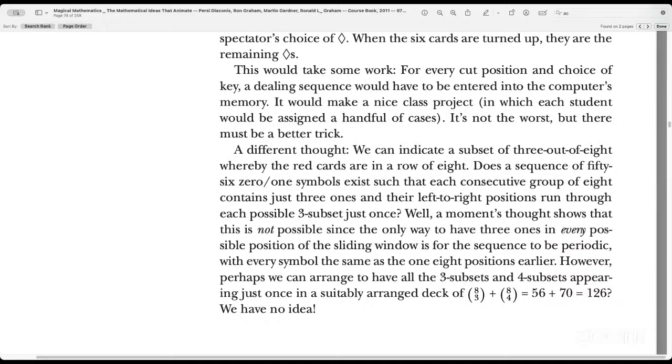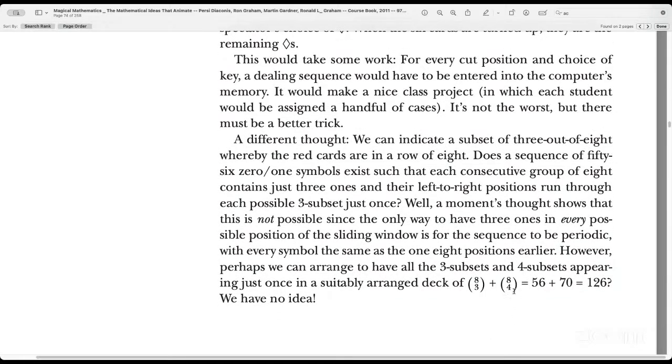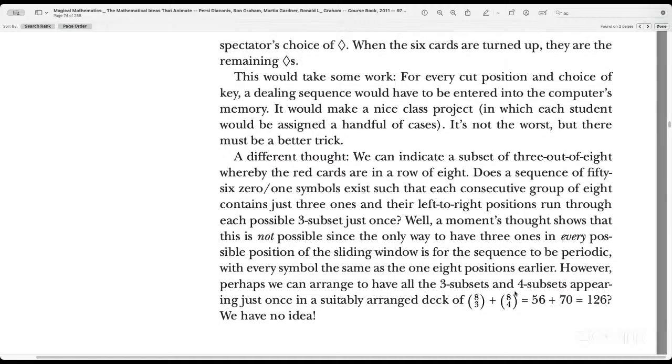Combinatorially, it's of course a nice question, but it's not clear that even if there was such a sequence, it could be the engine of a trick. So from a magic point of view, I don't know if the motivation is as strong. But combinatorially, of course, it's a very natural question to ask in this context.